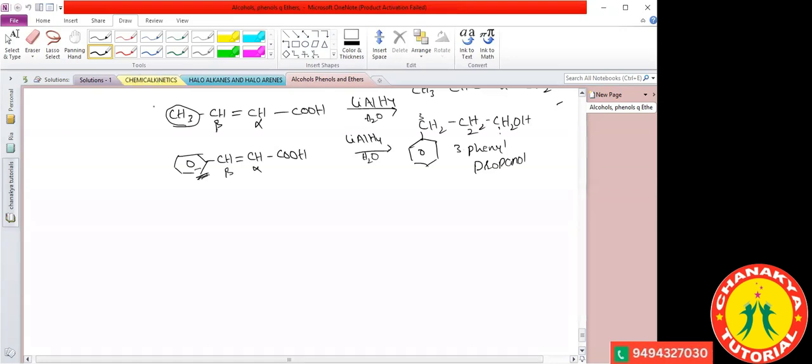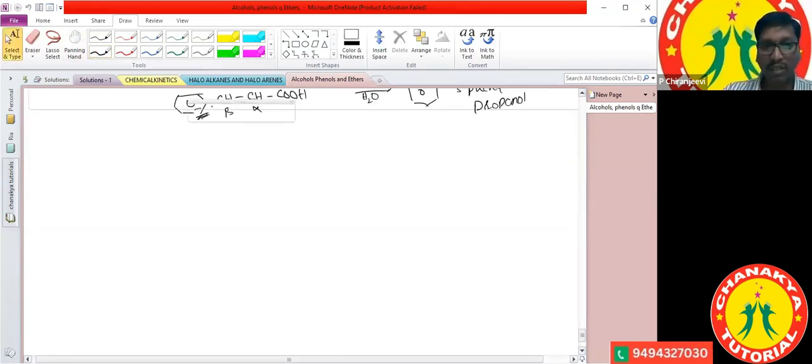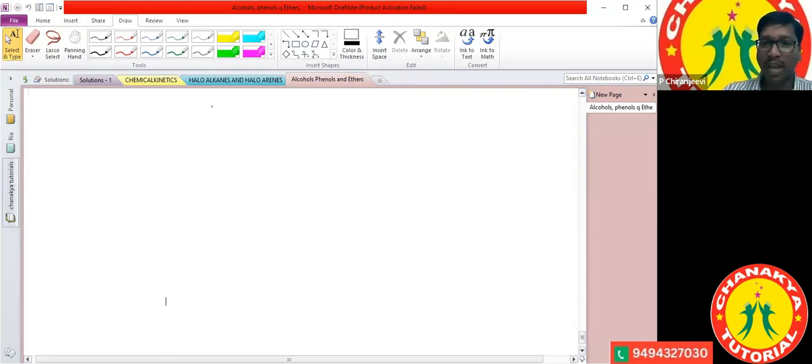Okay, so now we have another method. What is another method we can use here? By using the Grignard reagent, we can also prepare alcohols. Sir, how can we prepare them from the Grignard reagent? When carbonyl compounds react with Grignard reagent.